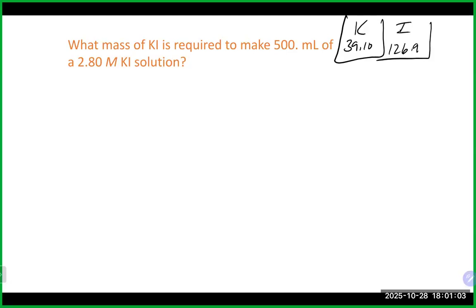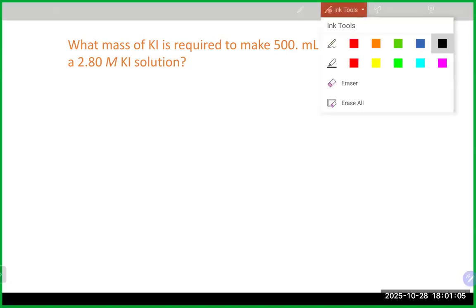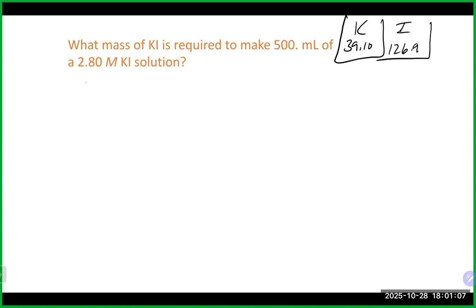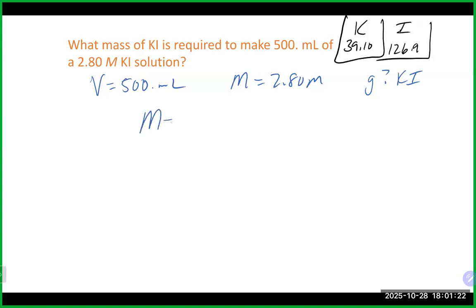Okay, let's take a look. In this case, we have a couple of pieces of information given to us. We have a volume we want to make of 500 milliliters. We have a molarity of 2.8 molar. And we're looking for how many grams of KI is required. So clearly molarity is involved, which is our moles per liter. I have volume, I have molarity. So it would make sense to rearrange this and solve for moles.